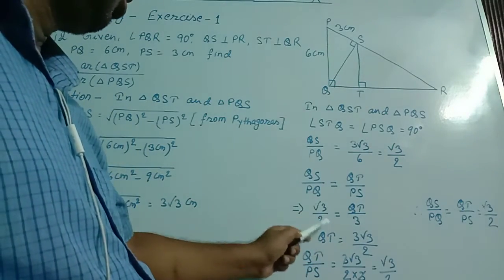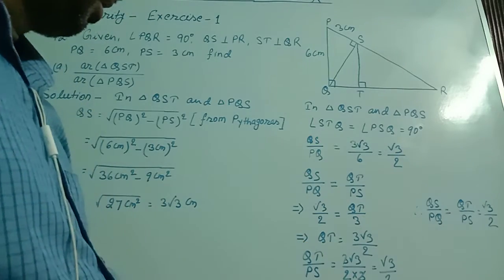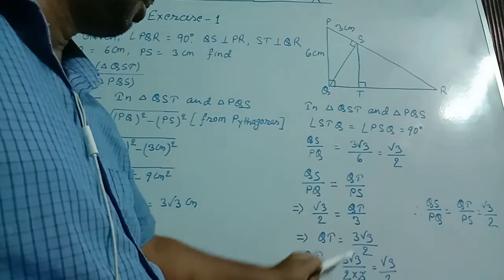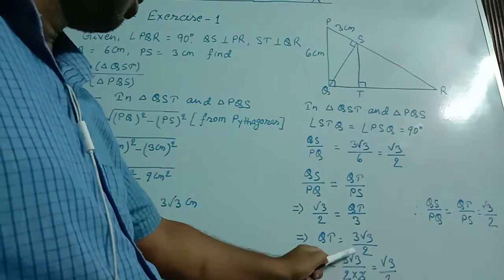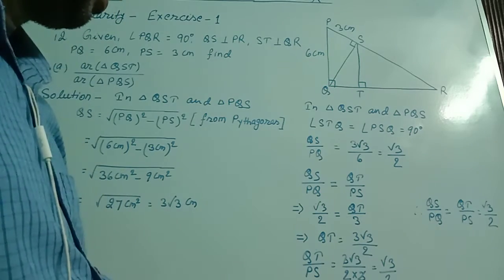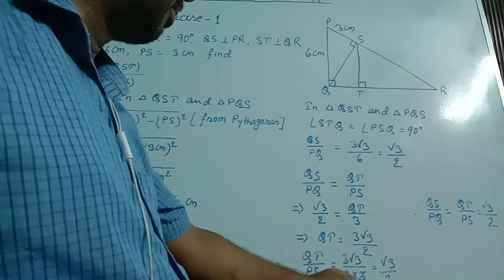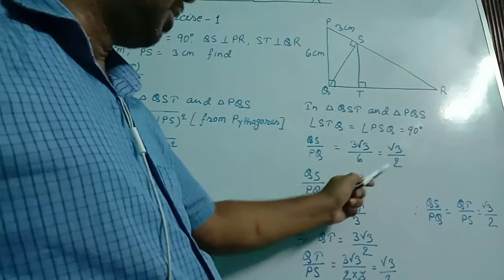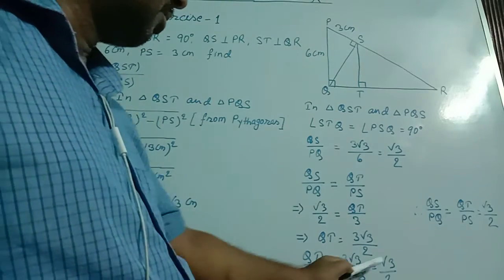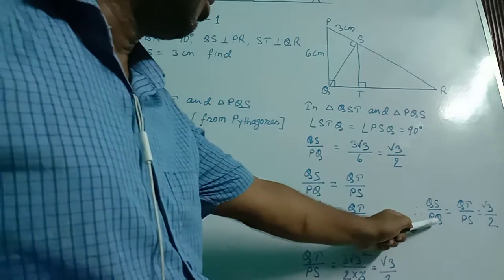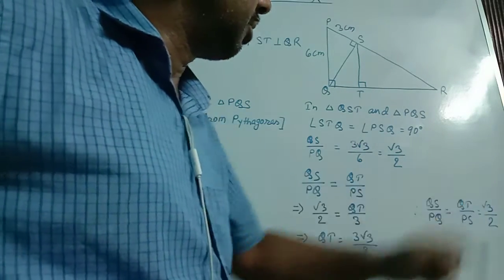So QT equals how much? 3 into root 3 by 2. Now QT by PS equals how much? QT by PS equals 3 root 3 by 2 by 3, and I simplified it, I got root 3 by 2. So what are we saying? QS by PQ is root 3 by 2 and QT by PS is also equal to root 3 by 2. So we can say QS by PQ equals QT by PS equals root 3 by 2.